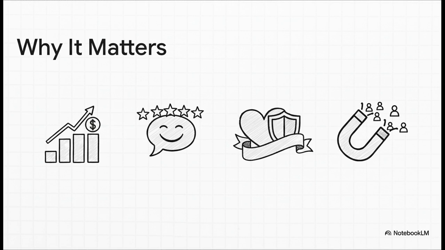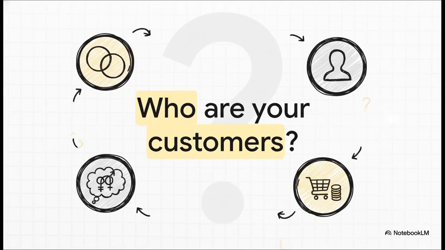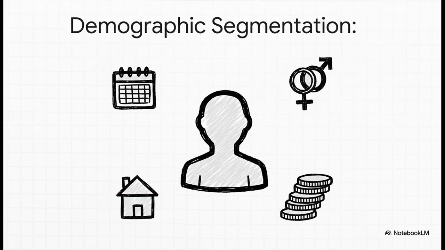So, how do we actually do it? Well, we're going to use 4 distinct lenses to see our customers way more clearly. And the first lens asks the most fundamental question of all. And that first lens is demographic segmentation. Think of this as the absolute foundation. It's all about the who, the objective statistical data that paints that first picture of your customer.